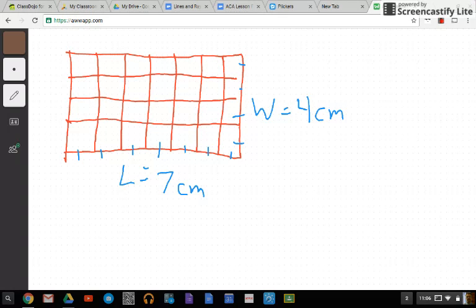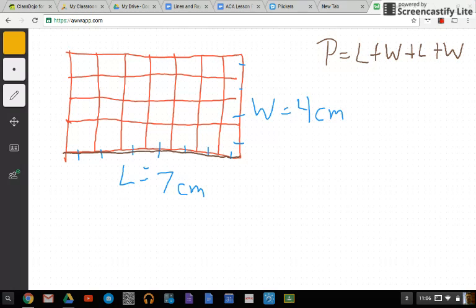Now there are lots of perimeter formulas, and if you use the formula, it will work. So one of them says that perimeter is equal to length plus width plus length plus width. If you notice, I've got a length here and a width right there and another width over here and another length up here.